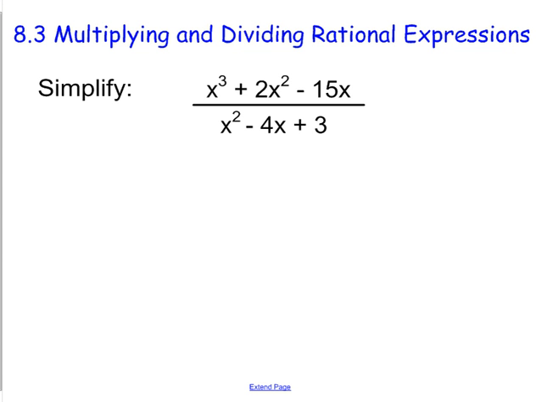Alright, so we're going to look at section 8.3 in our Algebra 2 book. It's multiplying and dividing rational expressions.